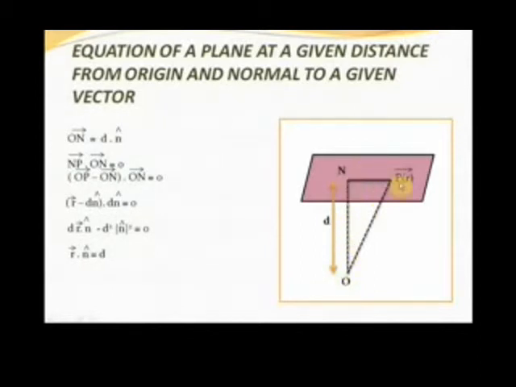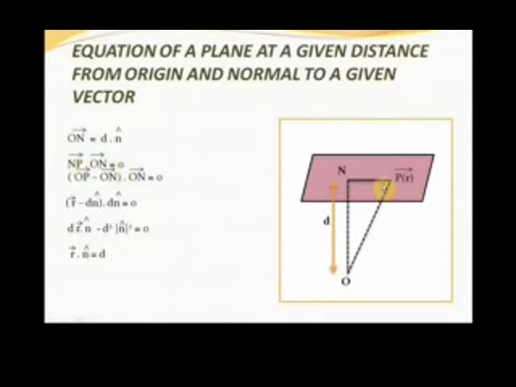Now let any point on this plane be P with the position vector R. So ON vector would be d times n cap. N cap represents the unit vector along the normal. Now NP dot ON would be equal to 0, as these two are perpendicular to each other, as NP is any line segment on this plane and ON is the normal. Thus these two lines are perpendicular to each other. Therefore the dot product of the two vectors NP and ON is equal to 0.